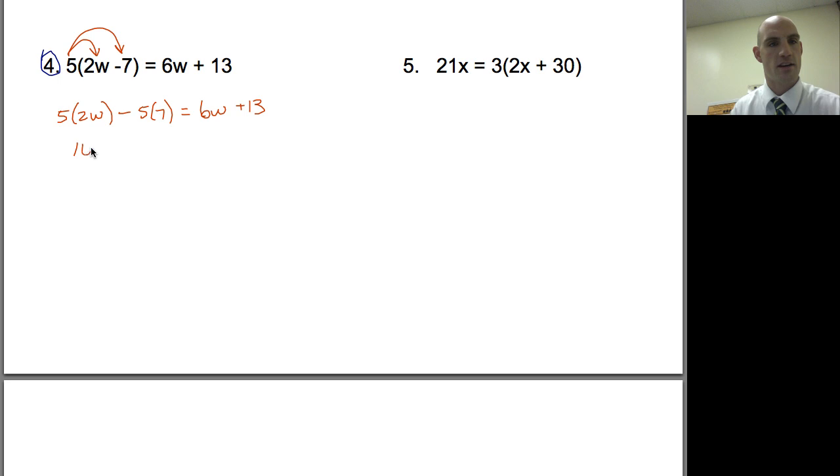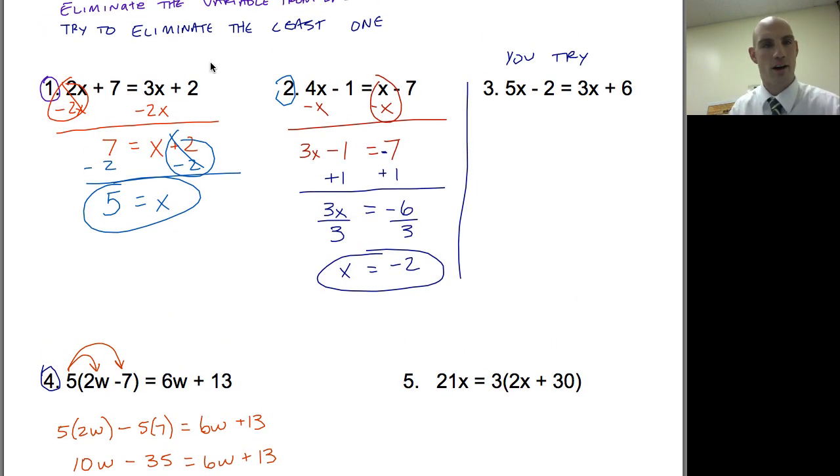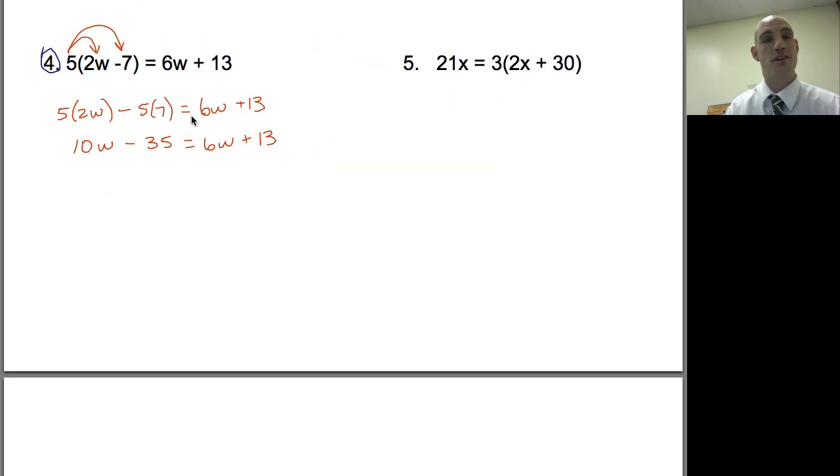Now, this is 10w minus 35 equals 6w plus 13. You see what I've got here? It looks a lot like these ones up here now, right? I have a variable on both sides, so my strategy is to eliminate the variable from one of the sides first. So I'm going to pick the least. 10w, 6w, 6w is the least. I'll subtract 6w from both sides.